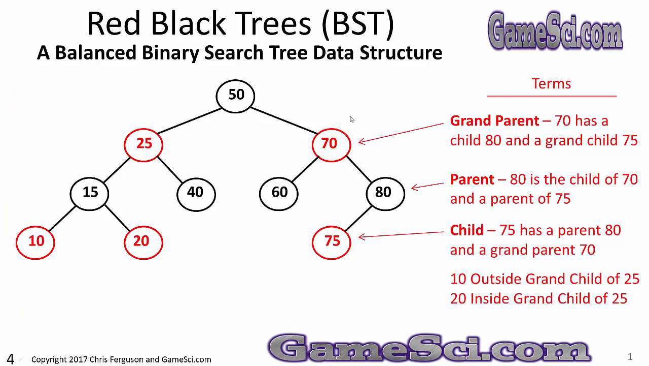Some new terms to learn with red-black trees. Grandparent. 70 has a child of 80 and a grandchild of 75. 70 is considered the grandparent of 75. Parent node. 80 is a child of 70, but also a parent of 75. And finally, a child node. We all know what that is. 75 has a parent of 80 and a grandparent of 70.